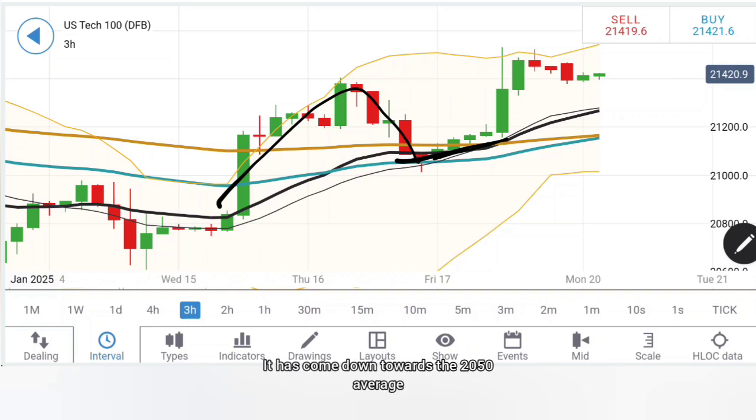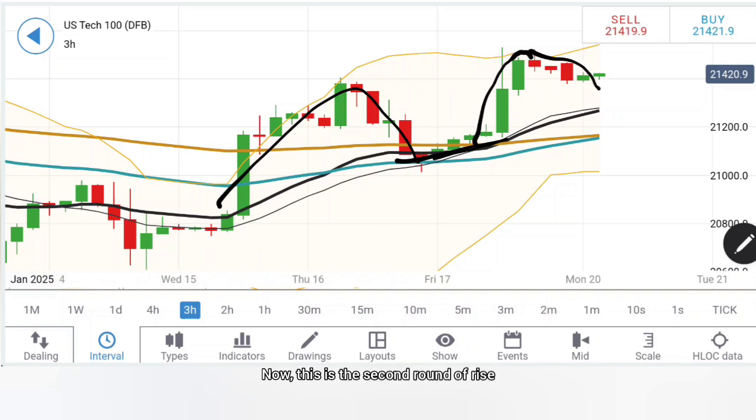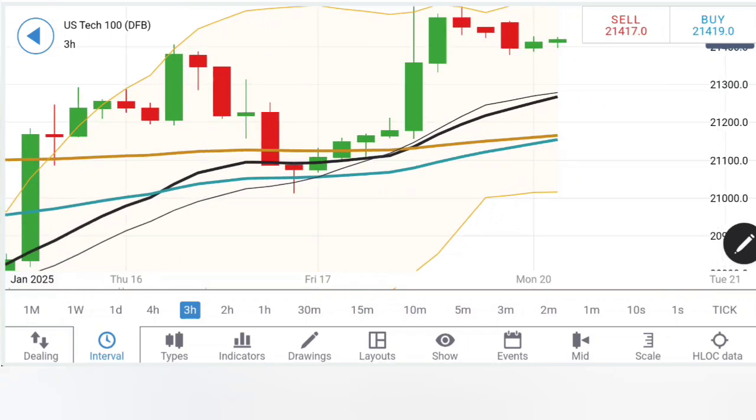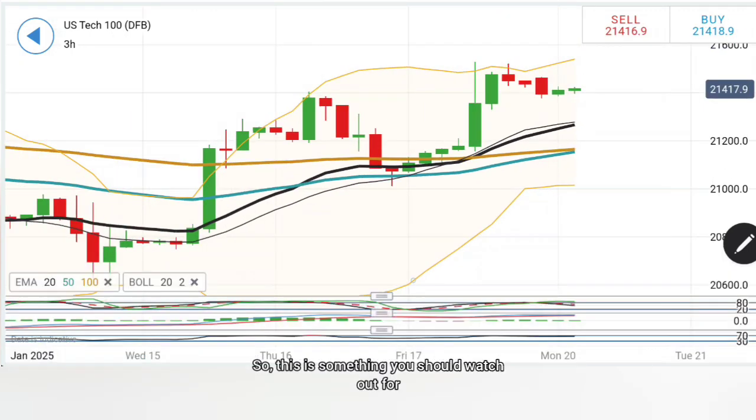It has come down towards the 20, 50 average. Now, this is the second round of rise, so it can come down towards the 20, 50 period moving average, which is sitting right now at around 21,250, 300 zone. So this is something you should watch out for.